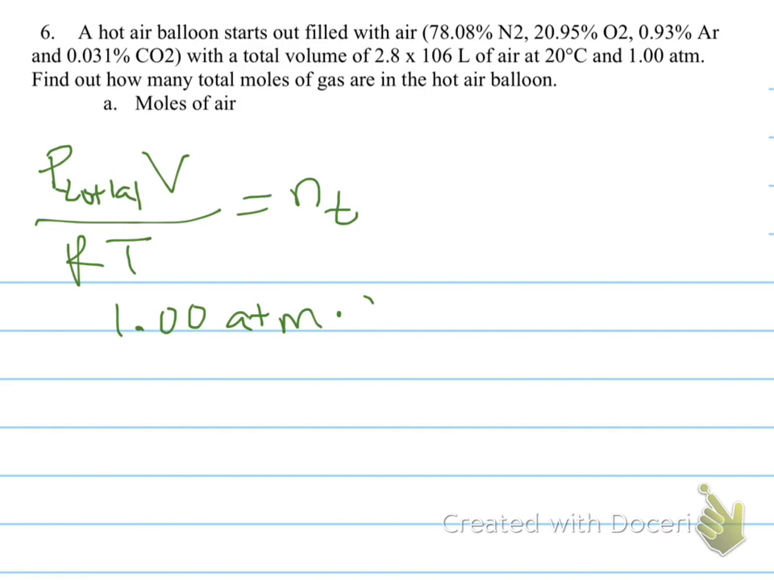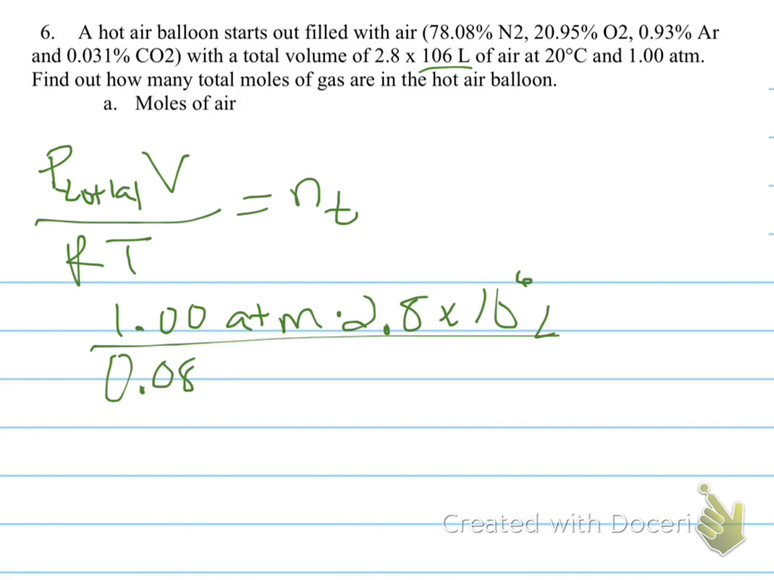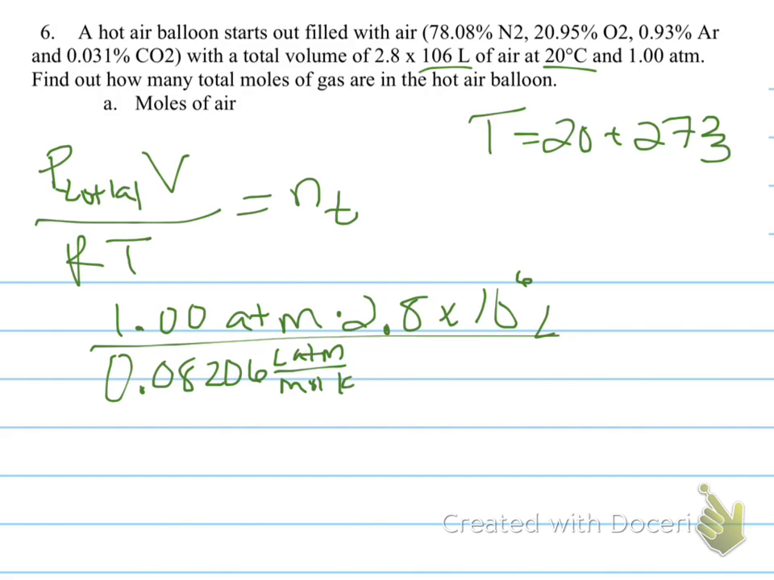times the total volume, which is a big volume, so it's in scientific notation. I know that looks like 106. That's just my iPad, it doesn't read font very correctly. And then R on the bottom, and T on the bottom also. So our temperature is 20 degrees, so the T has to be 20 plus 273, which is 293. Always remember to convert to Kelvin when you're doing gas problems.